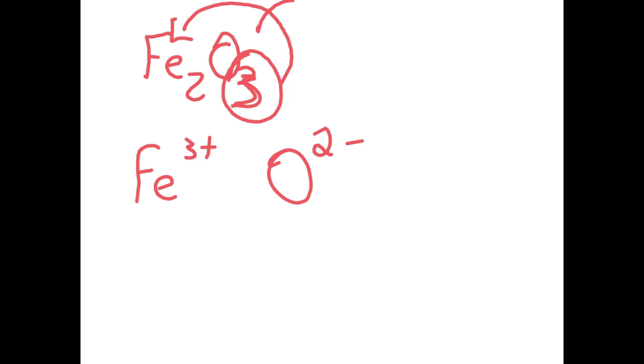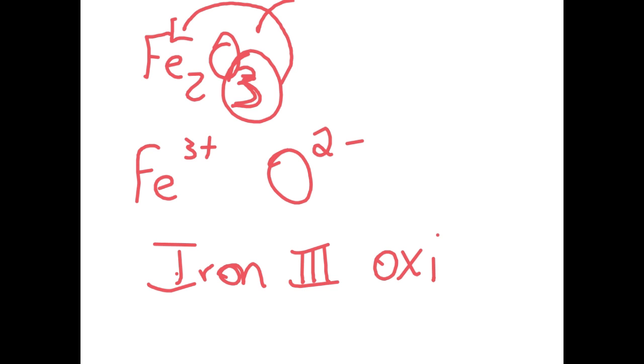Iron 3 oxide, that's its name. That's how I would name it. Iron 3 oxide. Now, this is the most common mistake. This is how most people name that compound. Iron 2 oxide.